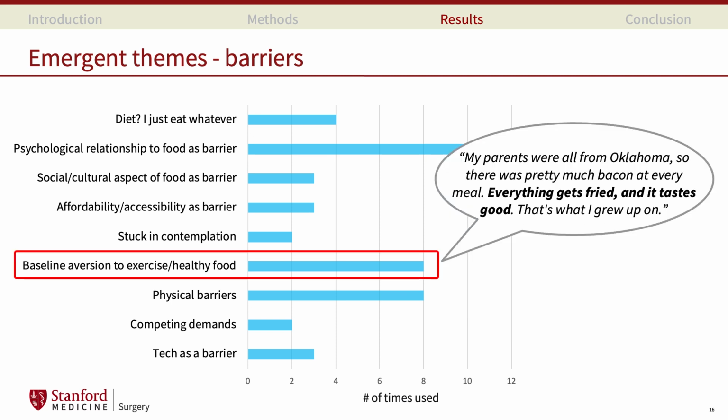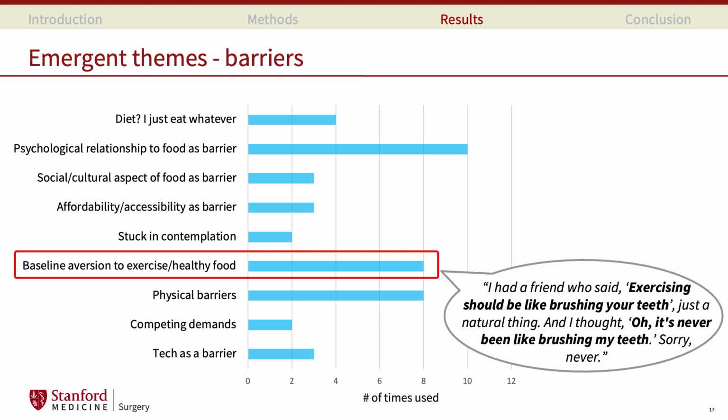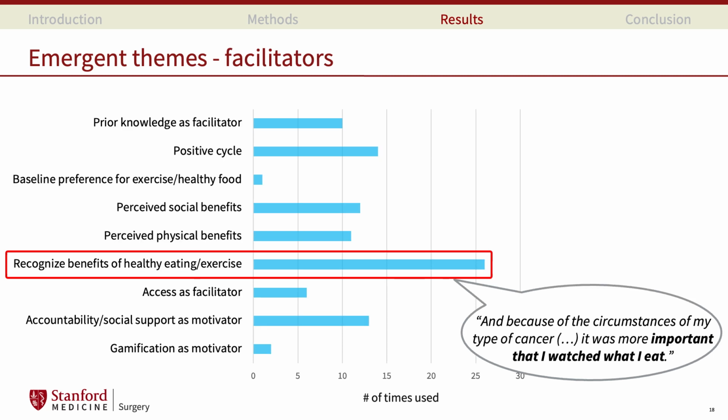Another common thing was the baseline aversion to exercise and healthy food. Like this patient who said, my parents were all from Oklahoma. So there was pretty much bacon at every meal, and everything gets fried and it tastes good. So that's what I grew up on. And it's very challenging when the patients didn't develop a taste for healthy food. Or for physical activity, like this patient whose friend said that exercising should be like brushing your teeth, just a natural thing. And she said, well, it's never going to be like that for me.